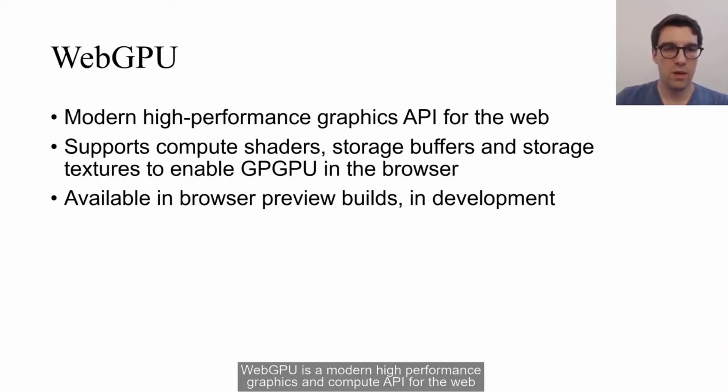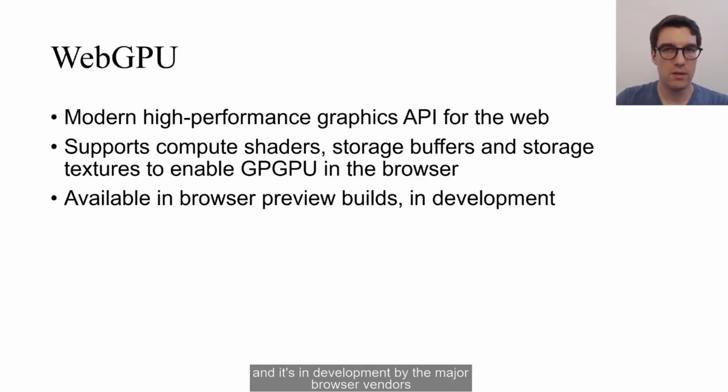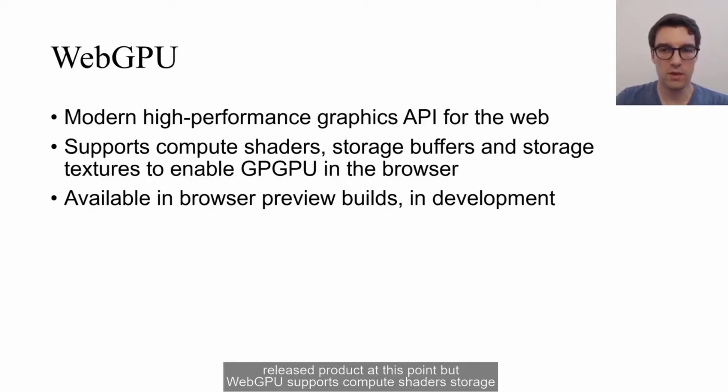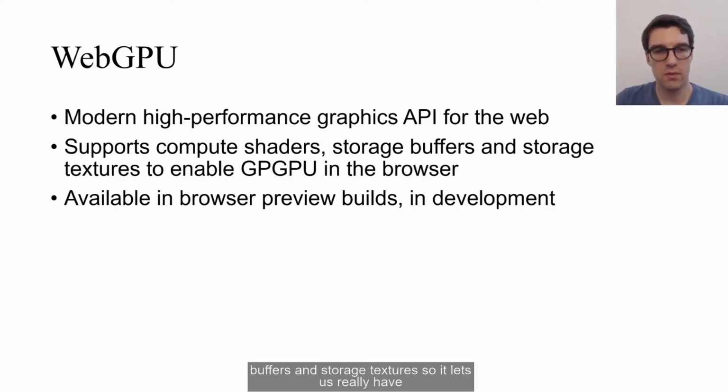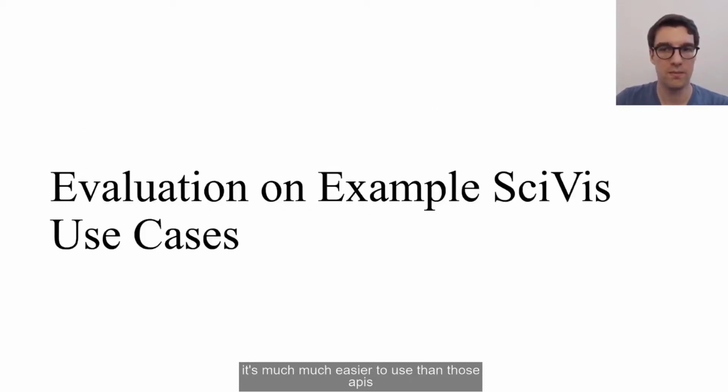WebGPU is a modern high-performance graphics and compute API for the web, in development by the major browser vendors and available in preview builds right now, but it's kind of on the way. It's definitely less stable than WebAssembly, which is a released product at this point. But WebGPU supports compute shaders, storage buffers, and storage textures, so it lets us have powerful GPU capabilities in the browser. You can think of it as similar to DirectX 12 and Vulkan, though it's much easier to use than those APIs.